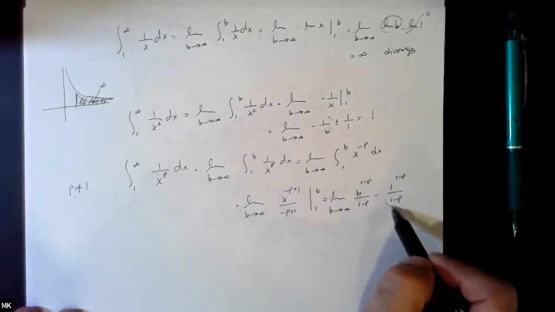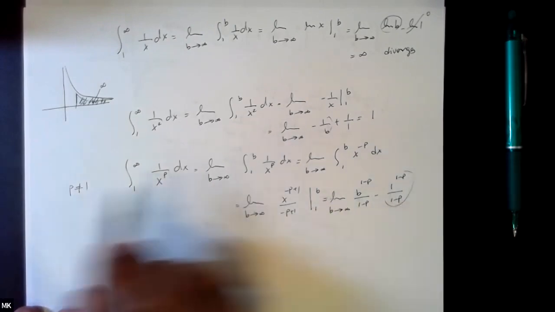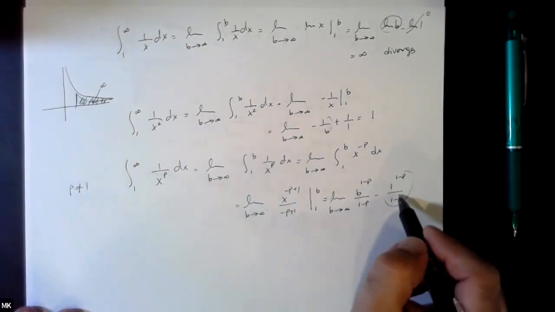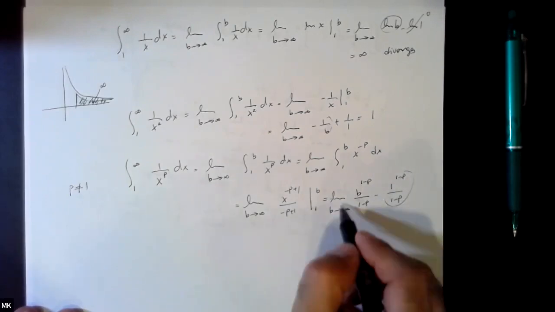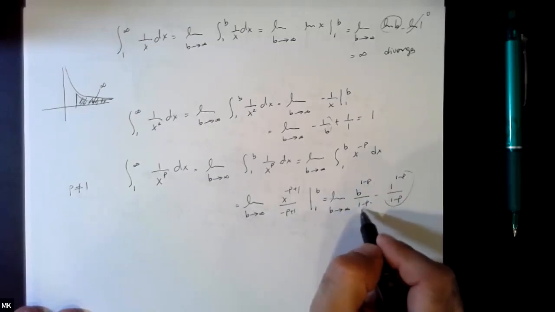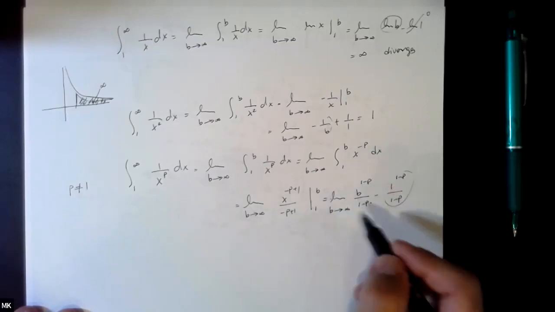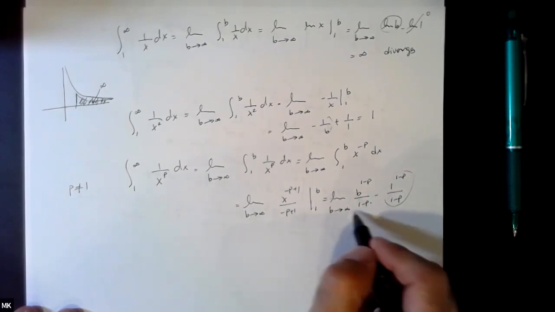Now, this part, of course, is convergent. As long as p is not 1, which it is not, the denominator is going to be a non-zero number, and 1 to any power is 1. So this part is convergent, no problem here. The question is what happens here? Does the limit of b to the 1 minus p over 1 minus p exist as b goes to infinity?